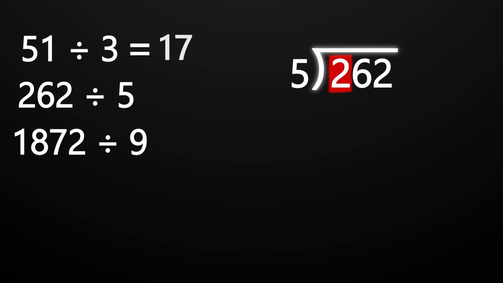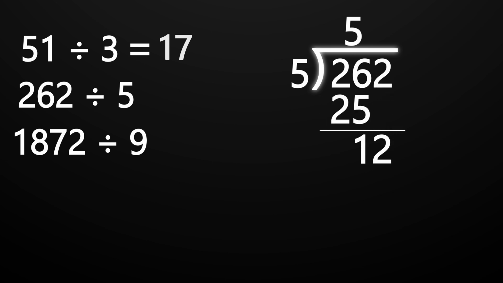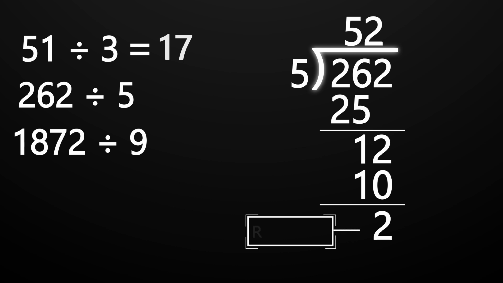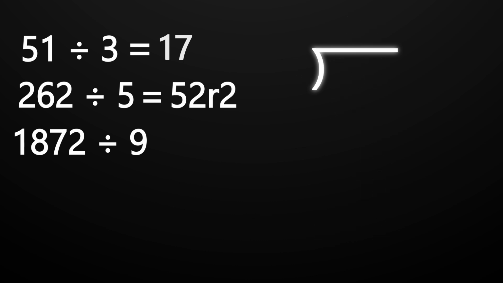Next, we have 262 divided by 5. The first digit is too small, so we consider 26. 5 fits into 26 5 times, which gives 25 and leaves a remainder of 1. Bringing down the next digit, we now have 12. 5 goes into 12 2 times, giving 10, and leaves 2 behind. There are no more digits to bring down, so the division ends here. Since something is left over, we call it a remainder. So, the final answer is 52 with a remainder of 2, written as 52R2.